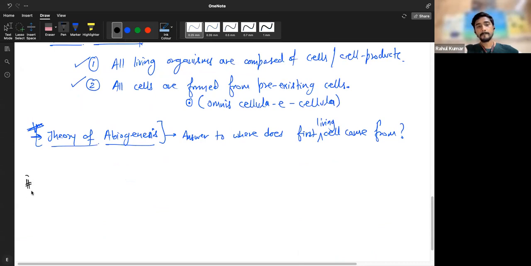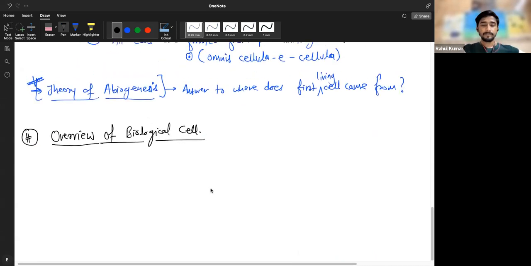So let's go to an overview or outlook of biological cell. Now you tell me, Iram, if I ask you, how many different types of cells do you know? How many different types of cells are present in your body? Let's not go far away. Let's talk about you and me only. Are we living systems? Of course we are. At least I believe we are. So what kind of cells do you have in your body?